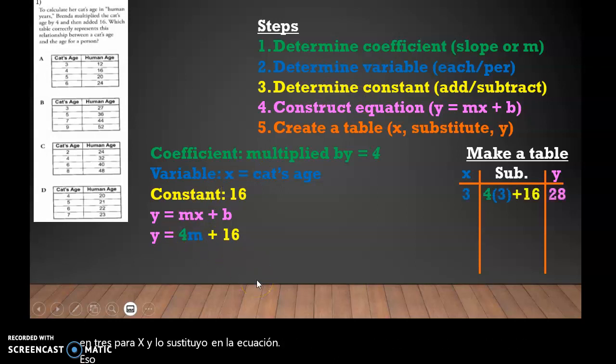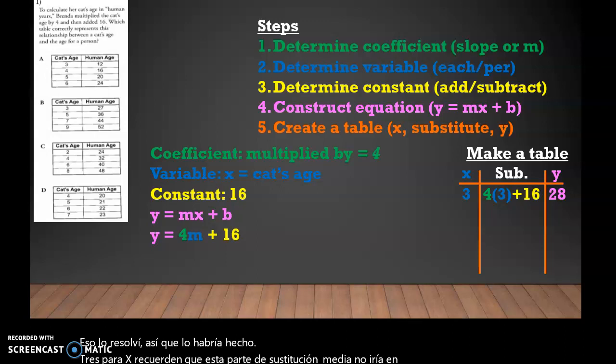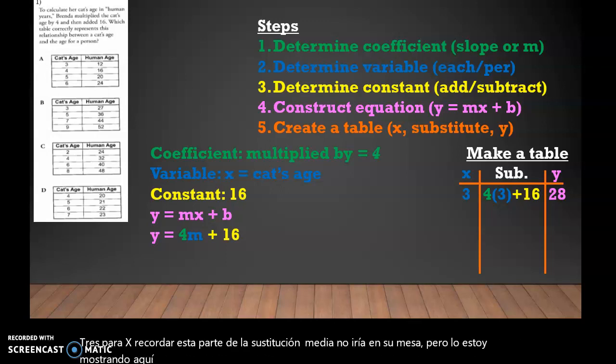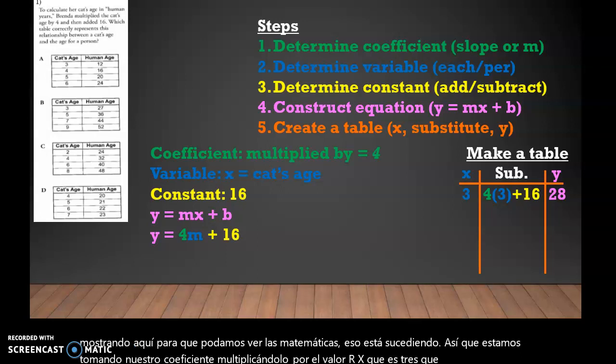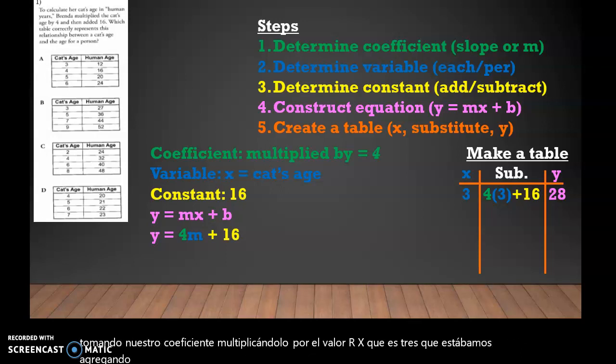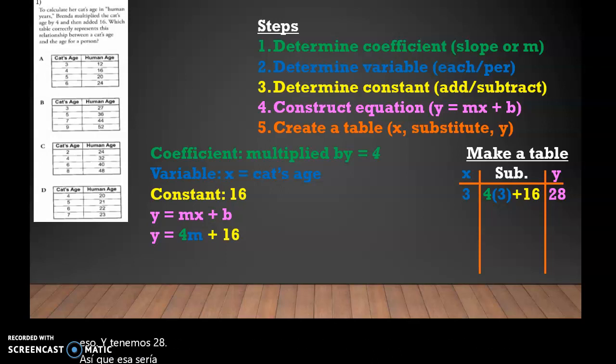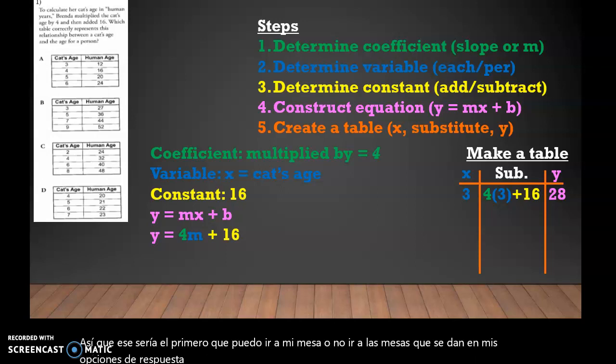So I would have 3 for x. Remember, this middle substitution part would not go in your table, but I'm showing it here so we can see the math that's happening. So we're taking our coefficient, multiplying it by our x value, which is 3. We're adding 16 to that, and we're getting 28. Okay, so that would be our first one. I can go to the tables that are given in my answer choices, and I can see if this one actually comes out.